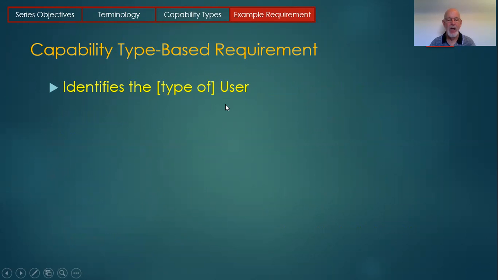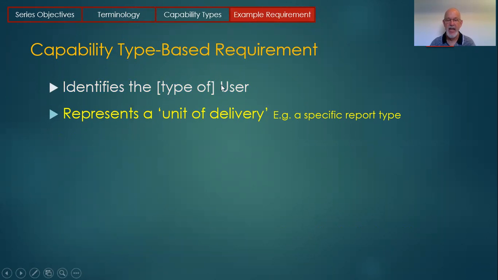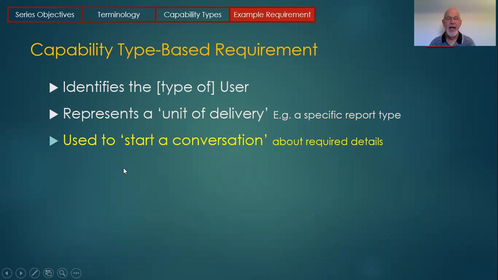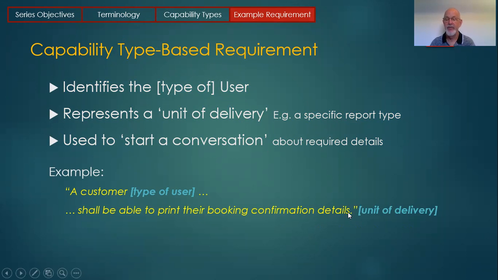Okay, we say a requirement that is capability based identifies a user type. It represents a unit of delivery. Those capability types are really a unit of delivery. So for example, a specific report. And a capability type based requirement is really the start of a conversation. We'll talk about that next time when we look at some requirement types. So the example of that is the one I've already presented. A customer shall be able to print their booking confirmation details. That's one of the example requirements. Here is our type of user, customer, and this is the unit of delivery. So they want to print their booking confirmation details. So this is going to be a report because they want to access them offline. That's why they want to be able to print them. So that's an example of a requirement using one of those 5 capability types.